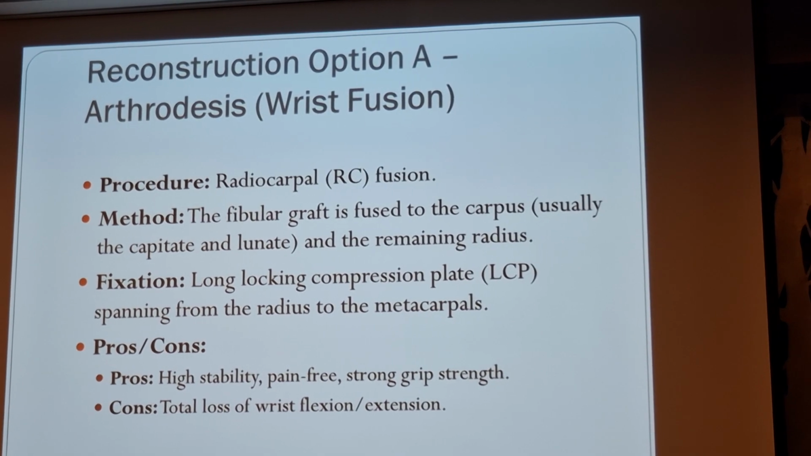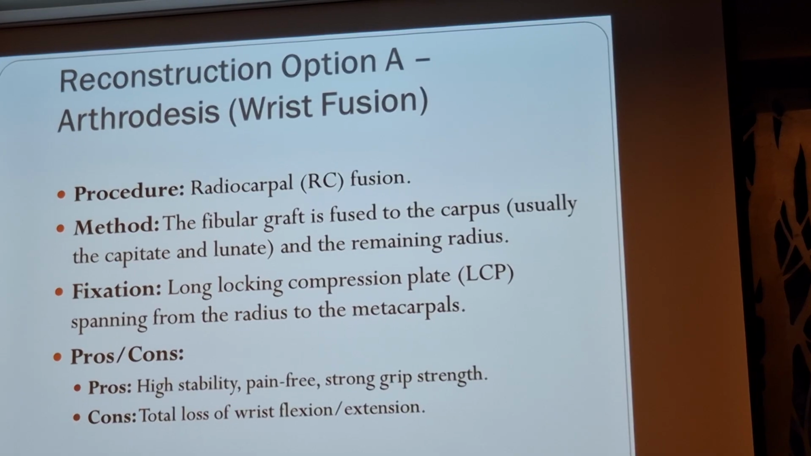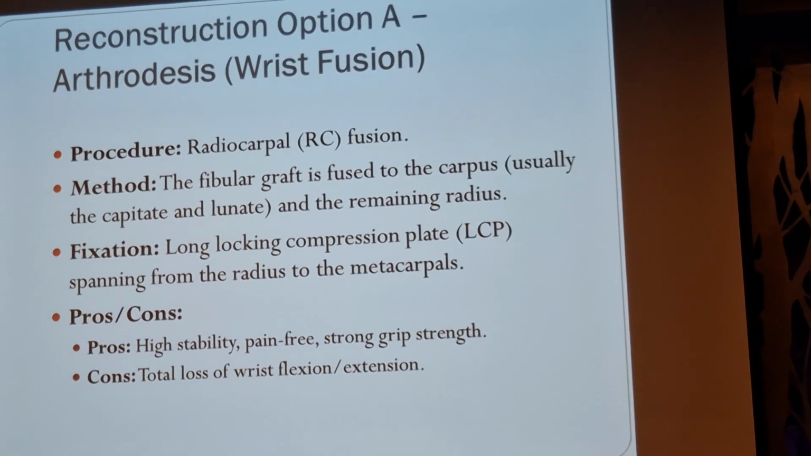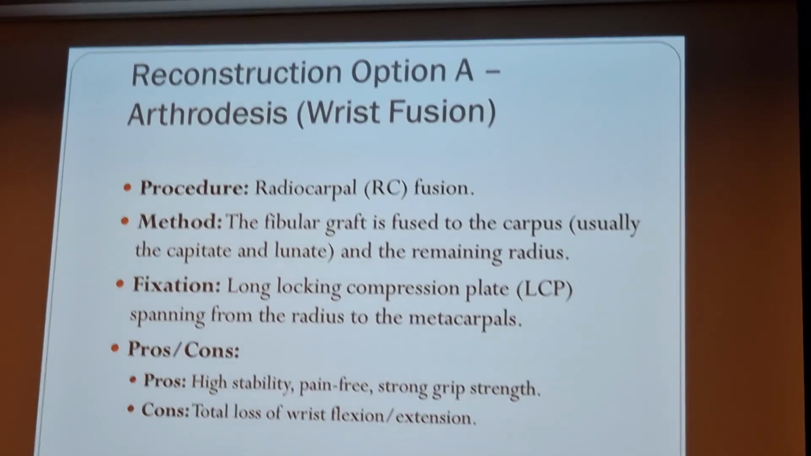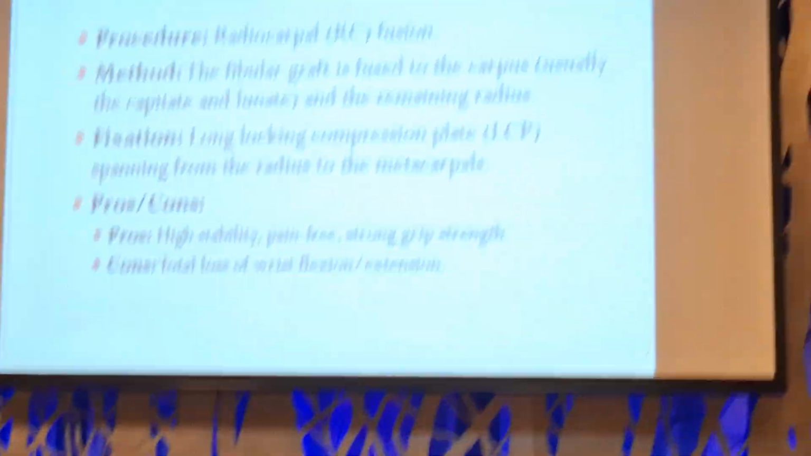In cases of arthrodesis, radiocarpal fusion is done and the fibular graft is fused to the carpus. Fixation using a long locking compression plate is ideal, spanning from the radius to the metacarpal. The advantages are high stability, pain-free wrist and strong grip strength. The disadvantage is total loss of wrist movement.